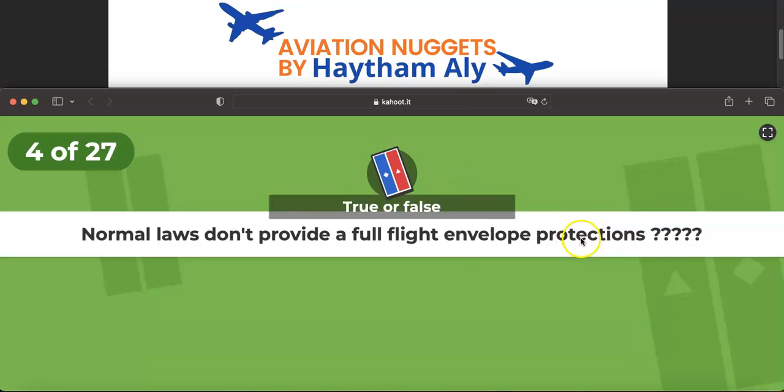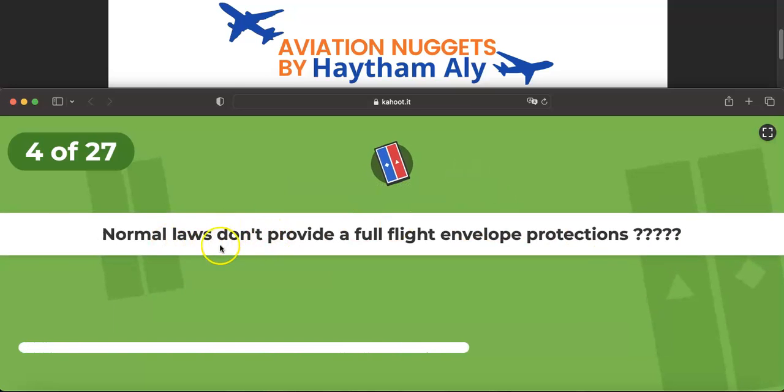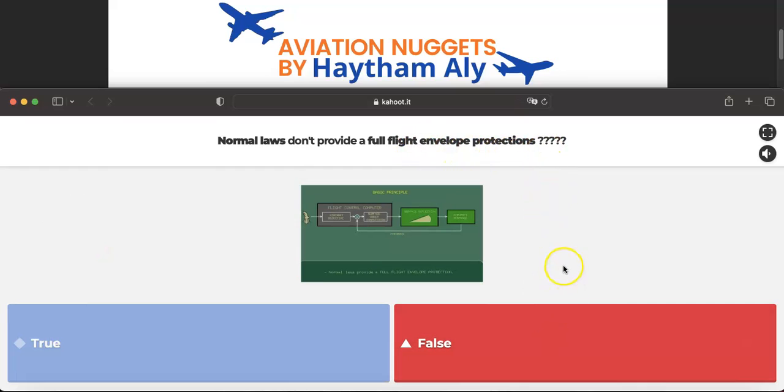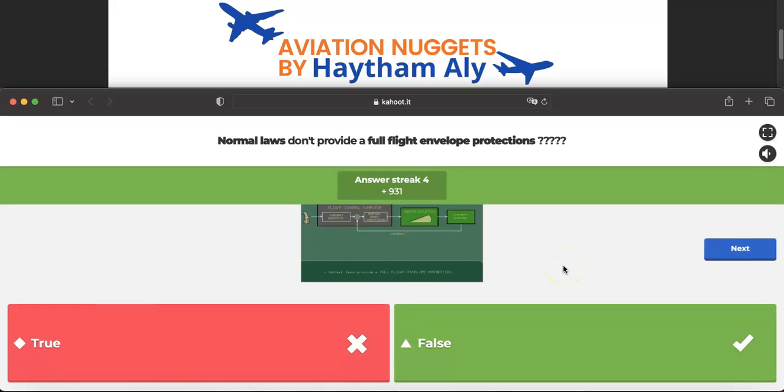Next question, question 4 of 27. Normal law doesn't provide a full flight envelope protection. True or false? This statement is false because normal law provides a full flight envelope protection. For example, angle of attack protection, speed brake protection, theta protection, bank angle protection. All these protections are available in case of normal law.